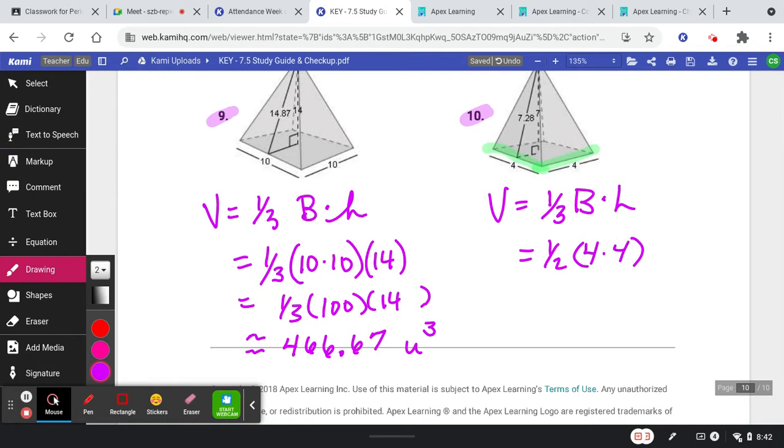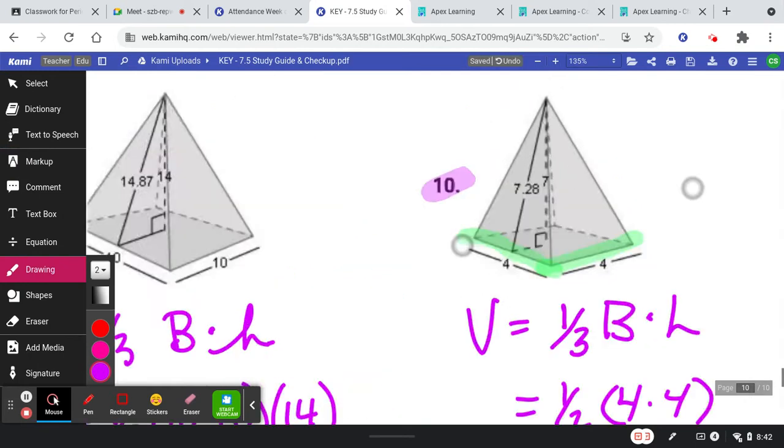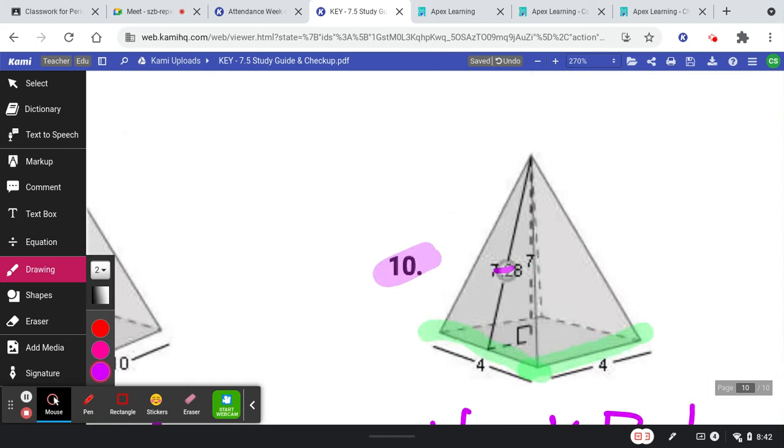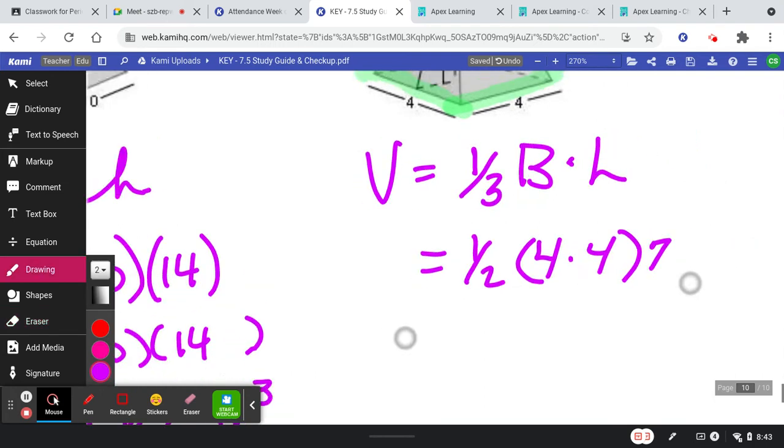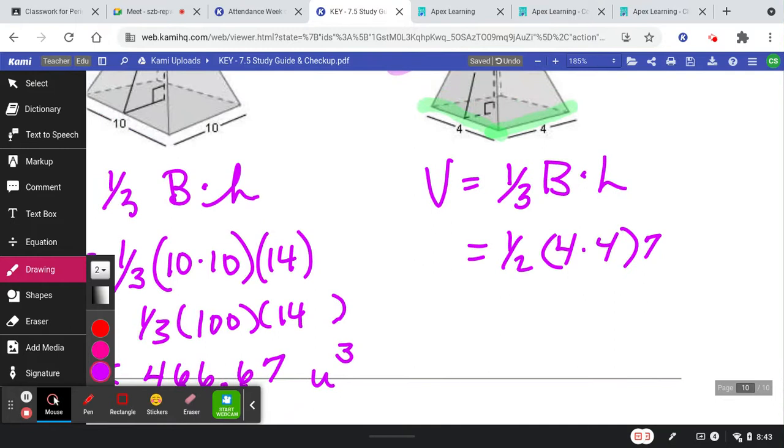Yep, just 4 by 4, and then times the interior height. Can you see it way inside there? If I ignore this for a sec. Yeah, just 7. So it's like they're putting that slant height there to fake you guys out. You don't need that for volume. You only need that for surface area.